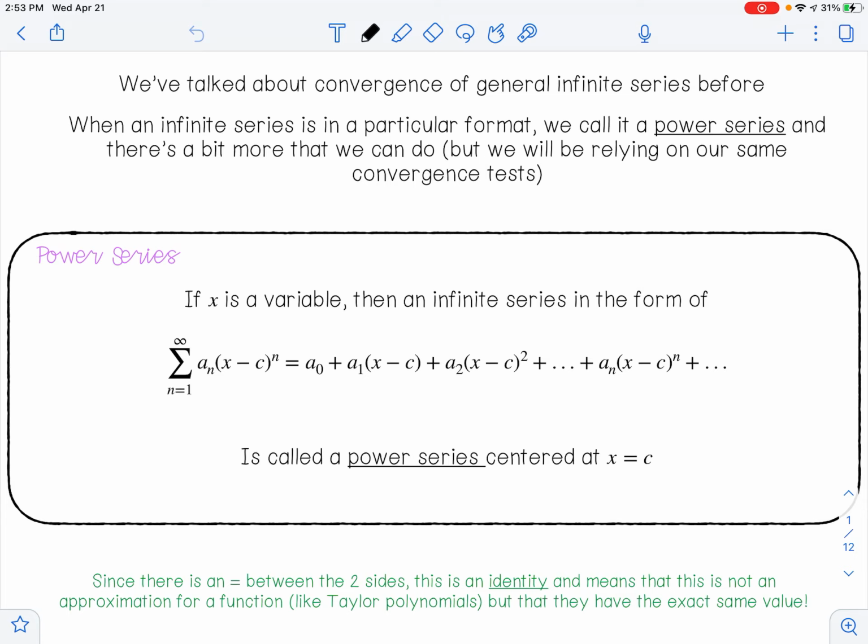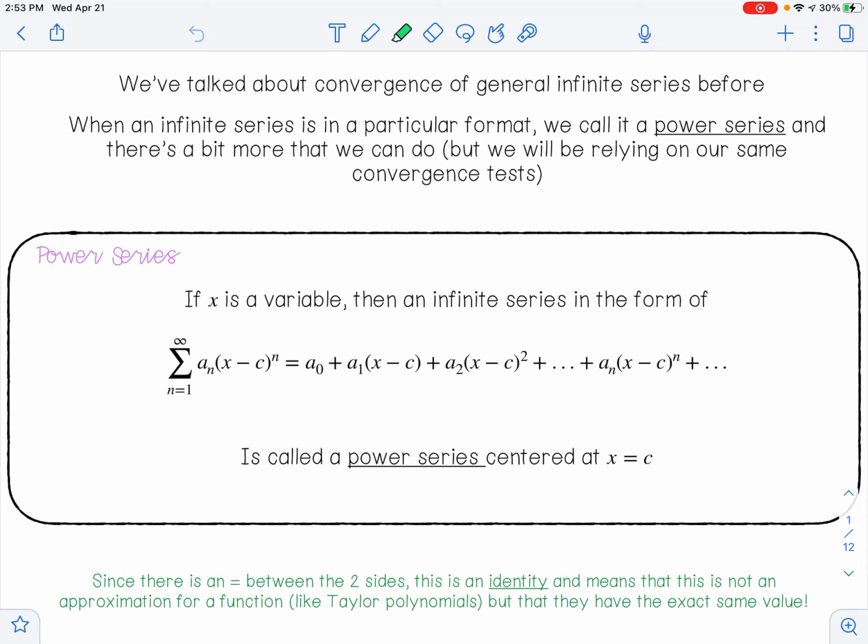So we're still going to rely on our same convergence test methods, but we can do a little bit more, and we can analyze these functions a little bit. So a power series is, if x is a variable, then an infinite series in the form of the summation from n equals 0 of a_n times (x minus c) to the n power, equaling, right, they just expanded it out.